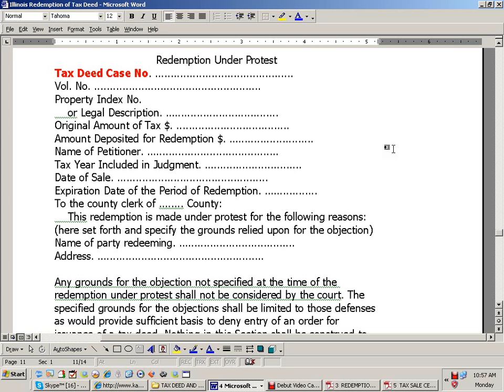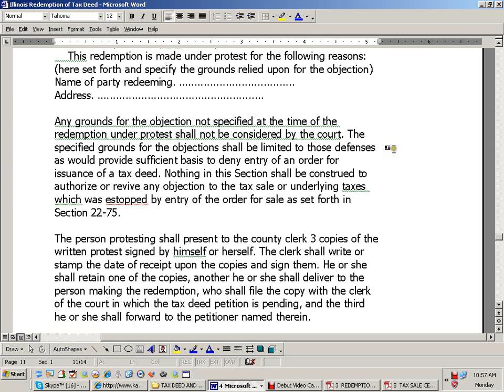When you go to the clerk and get the order, which is a writ, go to the collector, pay it, get his two receipts, give them to the clerk. She's going to file them. You may have to do this redemption under protest also. And we'll find out. Right.